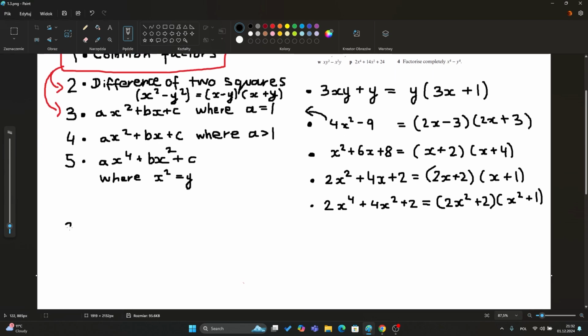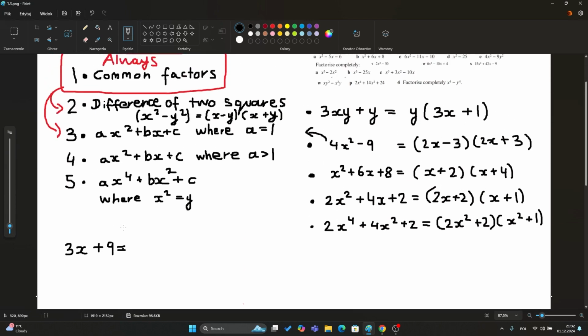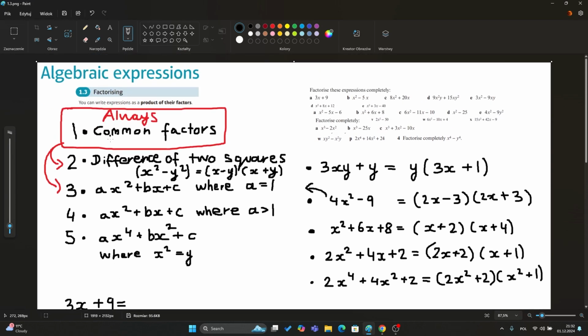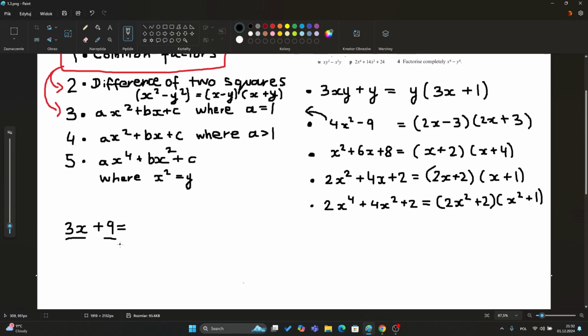So the first one is 3x plus 9. Now how do I tackle 3x plus 9? Well, I look at the common factors, because that's always what I have to look at first, and now 3 is the common factor. And now I need to fill in the bracket to make sure it multiplies out to get the same result as 3x plus 9. So I need to multiply 3 by something like x to get 3x, and 3 multiplied by something like 3 to get 9.